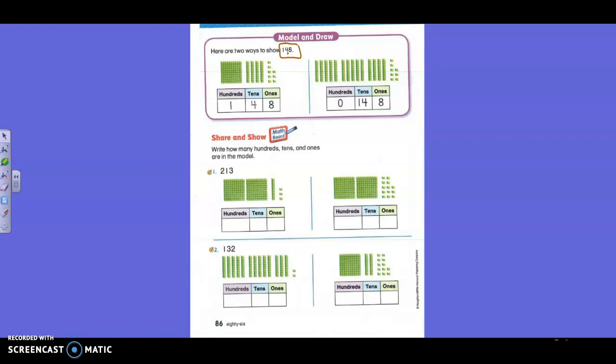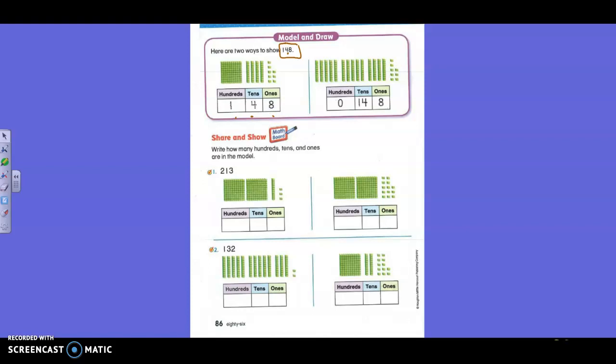Count all these 10s. How many 10s are there, boys and girls? 14. 14 10s. And how many ones? 8. Okay, guys, look at this. 148.